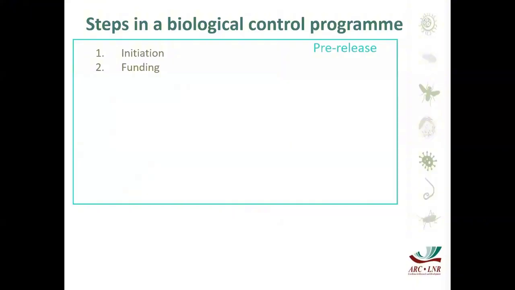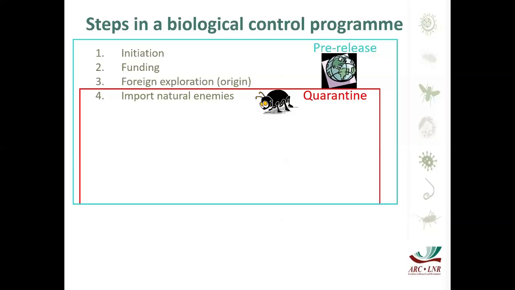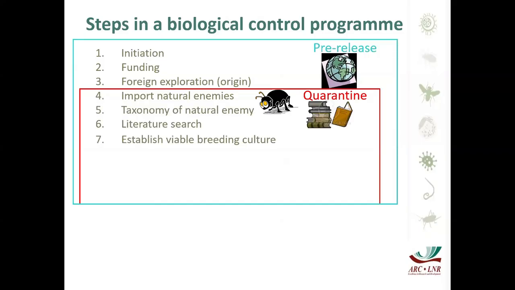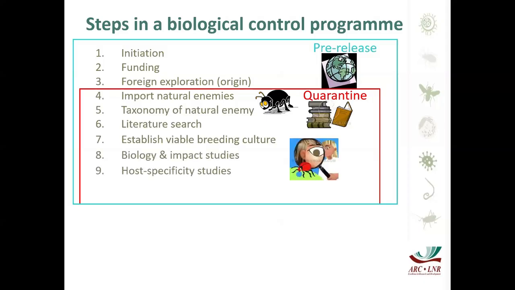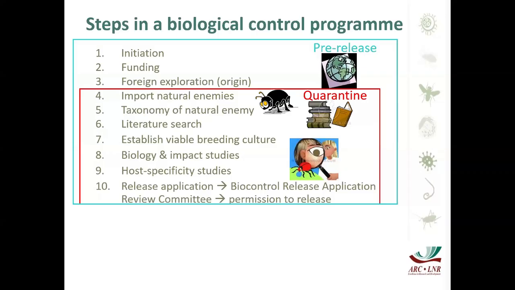There are many steps in a biocontrol program. The pre-release stage involves work in foreign exploration in the native range. We import natural enemies into quarantine. We study them in quarantine. We try and establish breeding cultures and work on them further. And we undertake host specificity studies, which I will explain further. Once we are convinced that the agent is host specific, then we will apply for permission to release it. That's from national governing authorities.